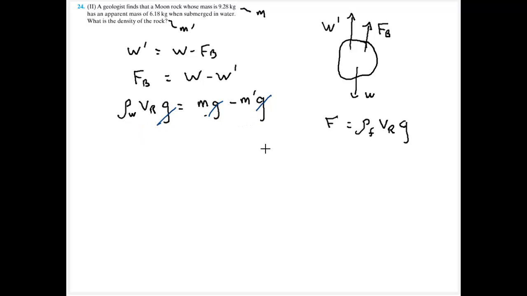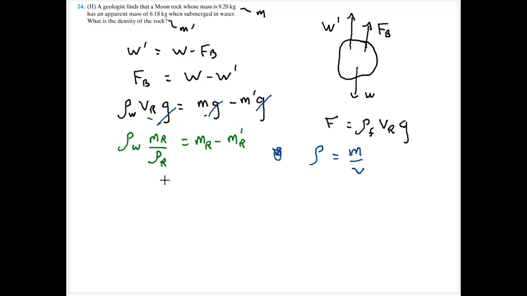And lastly, I know that the density of an object is going to be its mass divided by the volume, so I can write the volume as the mass divided by the density. So now I have the density of water multiplied by the mass of the rock divided by the density of the rock, where I've simply rewritten volume right there. That's going to be the mass of the rock minus the apparent mass of the rock.